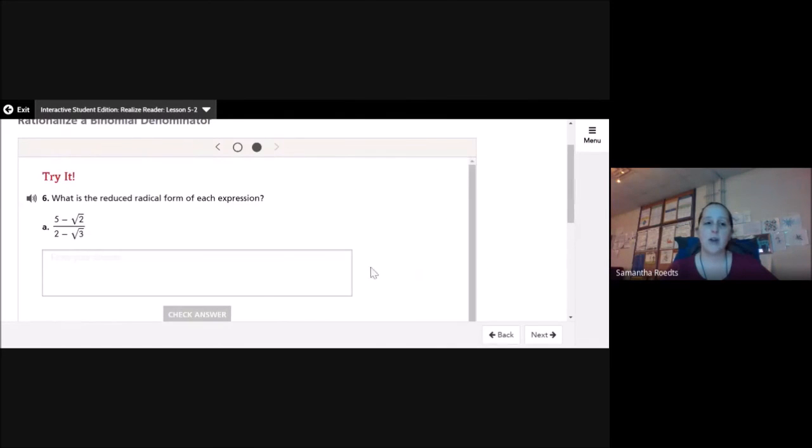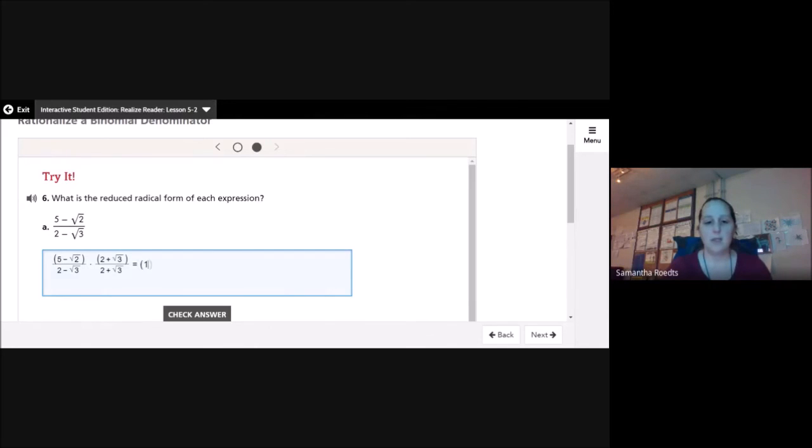All right, so what is the reduced radical form of each expression? 5 minus the square root of 2 over 2 minus the square root of 3. So I need to multiply by the conjugate. So I'm going to multiply by 2 plus the square root of 3 over 2 plus the square root of 3.